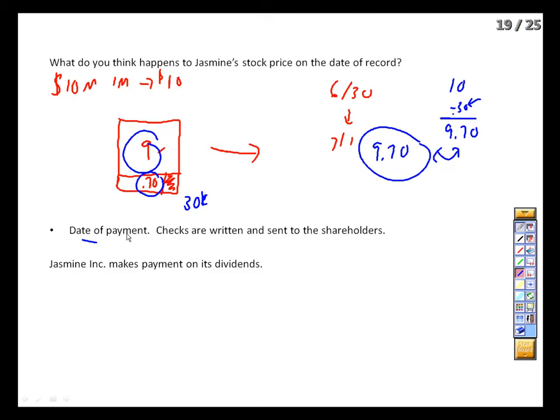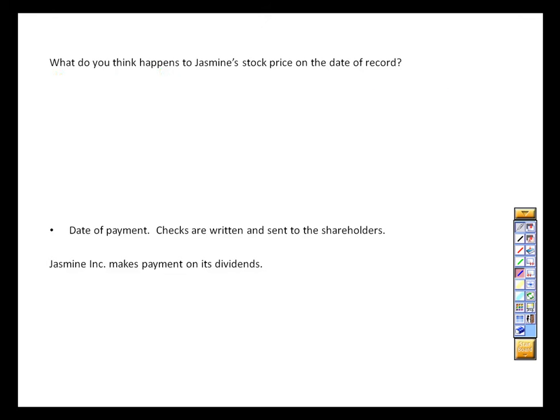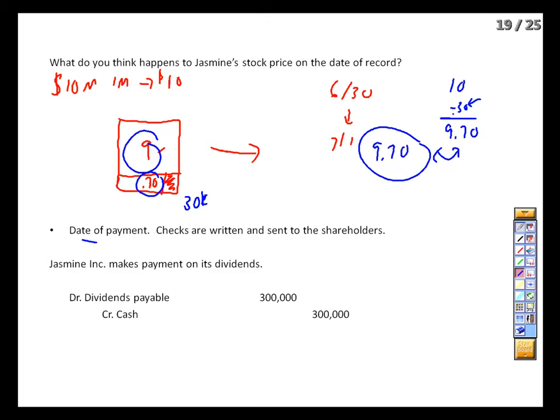Okay, date of payment happens, that's our third date, and we write the check for $300,000. We will treat this exactly like we treat any liability that we're paying off. Credit cash for the $300 and debit dividends payable for the $300, and we're done.